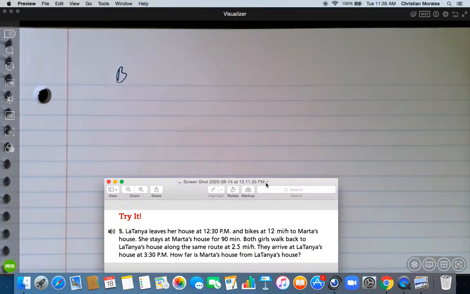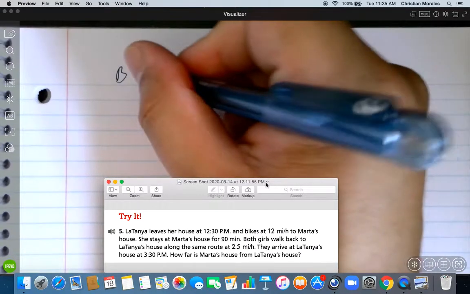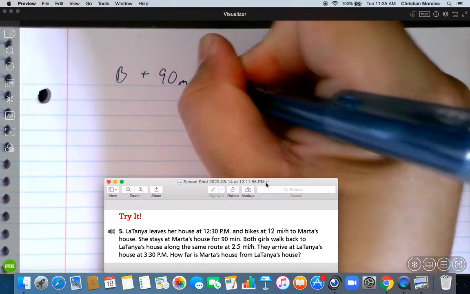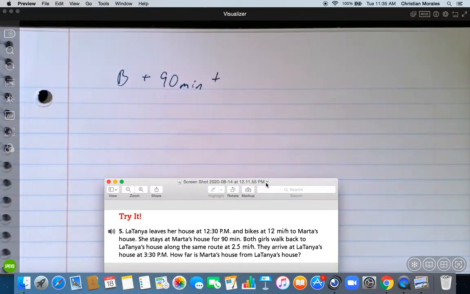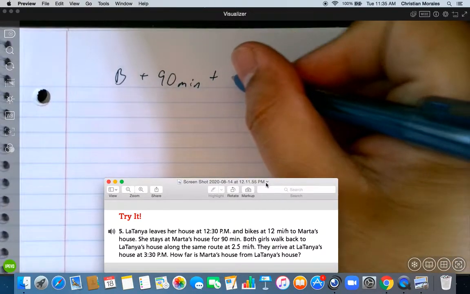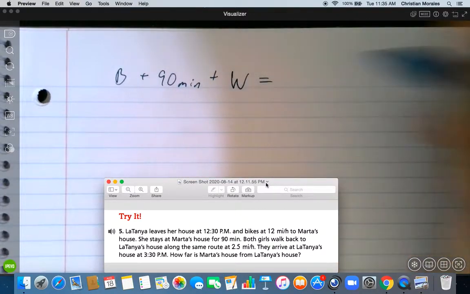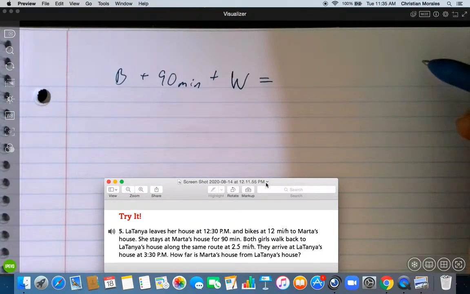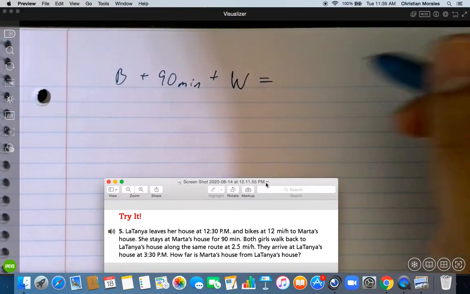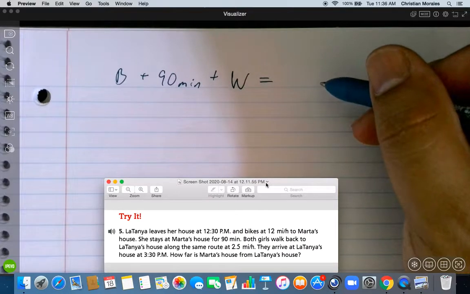Then at Marta's house, she stays for 90 minutes. Then both girls walk back to LaTanya's house on the same route. It is very important, the same distance, but at a much slower rate because they're walking, 2.5 miles an hour. They arrive at LaTanya's house at 3:30. How far is Marta's house from LaTanya's house?